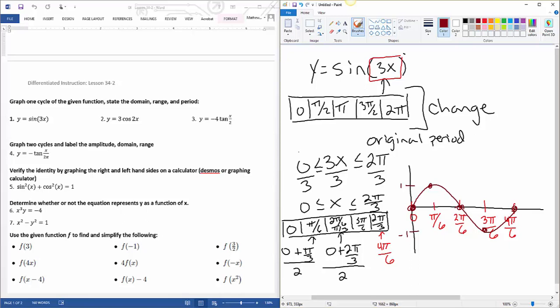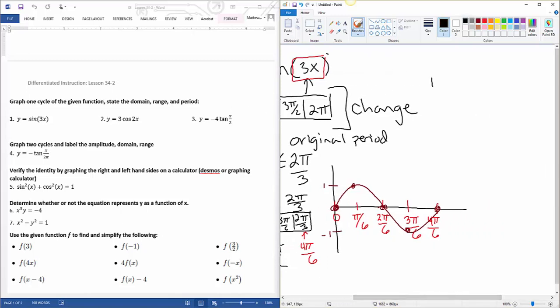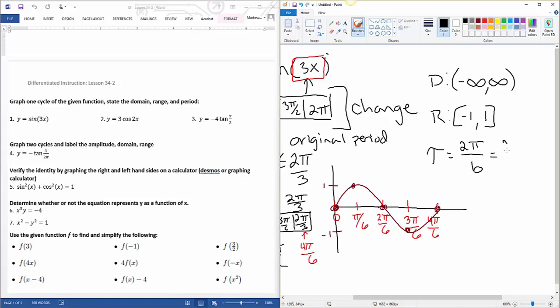Now to find all the other information, it's saying graph 1 cycle, state the domain, range, and period. So my domain is going to be from -infinity to +infinity. My range, it's the amplitudes, so that's going to be from -1 to +1. And now the period, to find the period, we said that we can use the equation 2 pi over b, and so that's going to be 2 pi, and then my b in this instance was this 3, so 2 pi over 3.